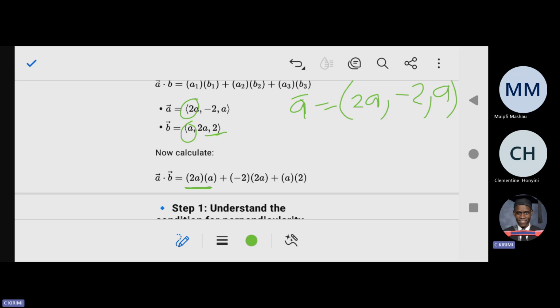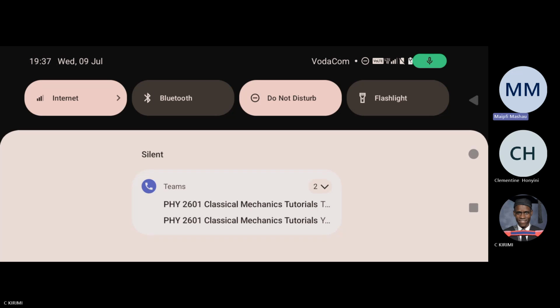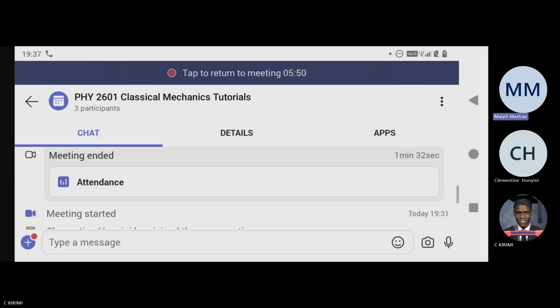Can I just disturb you a little bit? The new girl is saying that she's struggling to join the meeting. It's saying that it needs the meeting ID. I don't know what's happening, but she's struggling to join. I don't know if you can assist her.